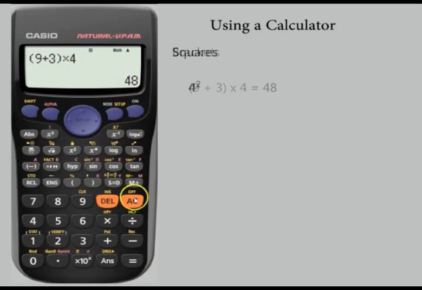Now we do the square button, 4 squared. Press 4, and then x squared, then equal, and here we have 16, the answer.